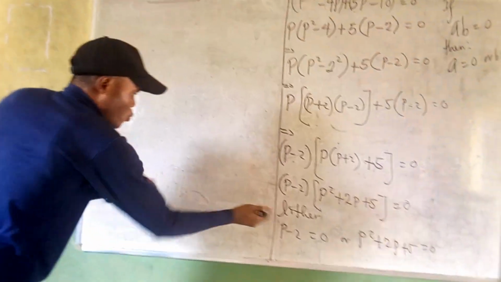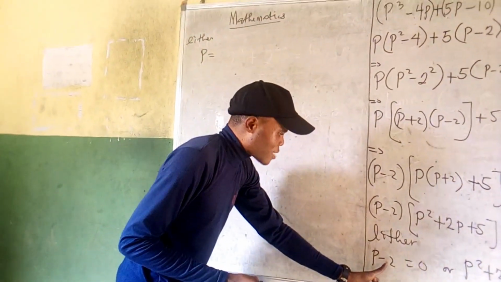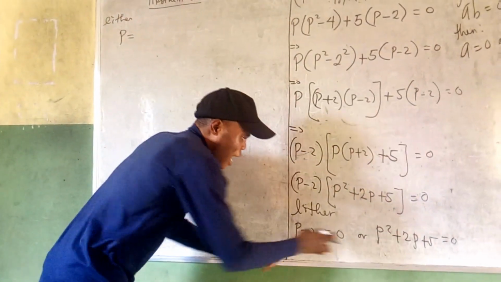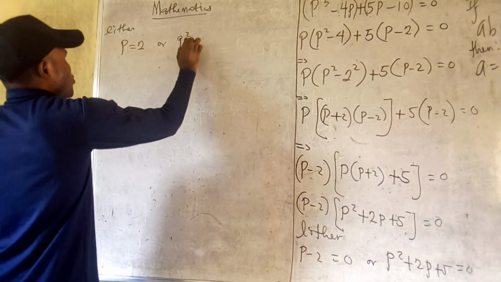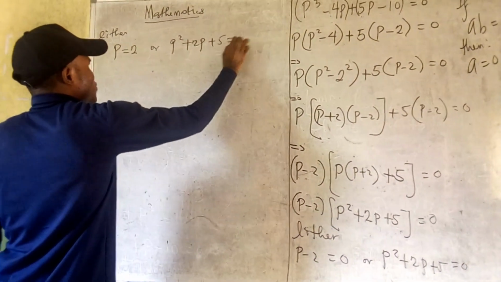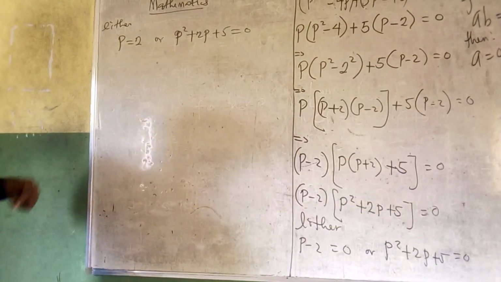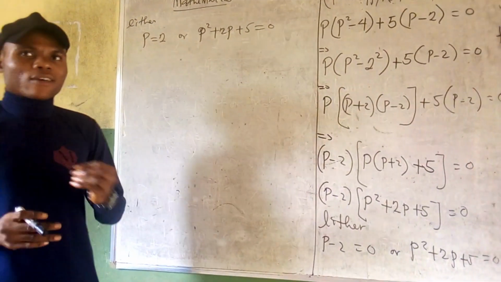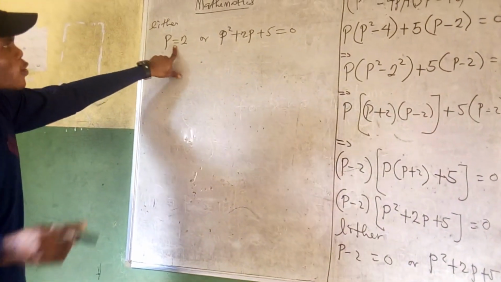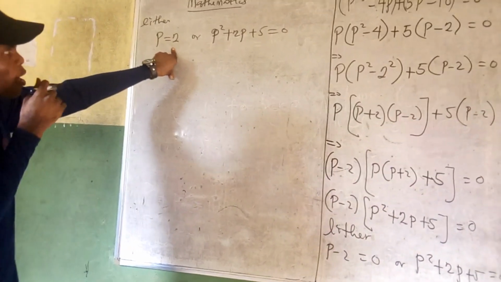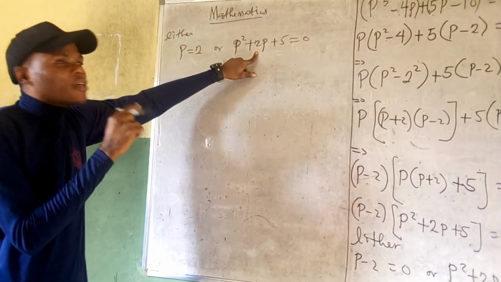So from here, we see that this is either p equals, so if you collect terms, if you take this minus 2 to the other side, or if you add 2 to both sides, you are going to have p to be equal to 2, or p squared plus 2p plus 5 equals 0. Now, take note of something here. From the equation given to us, we were told that the value of x must be a real number. The value of x must be a real number. Now, if p equals 2, 2 is a real number. But if we are to get the value of p from this quadratic equation, the value of p here will not be a real number.